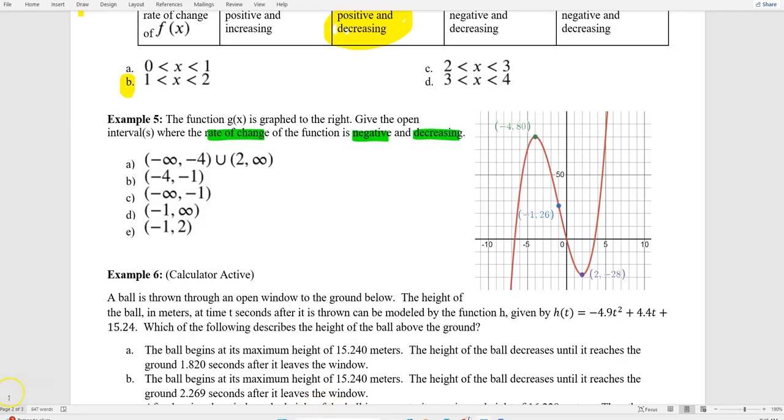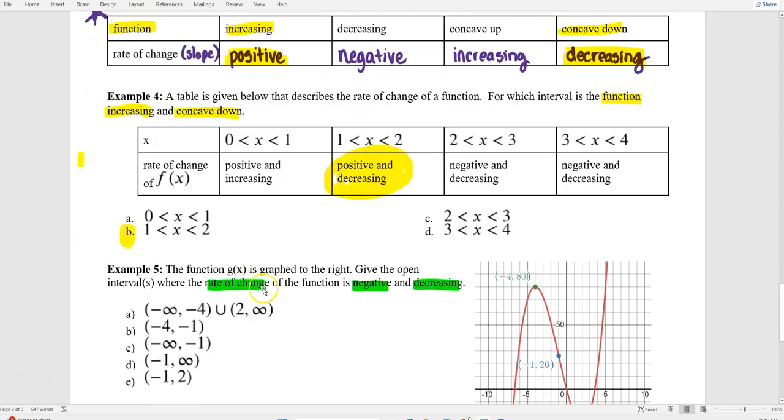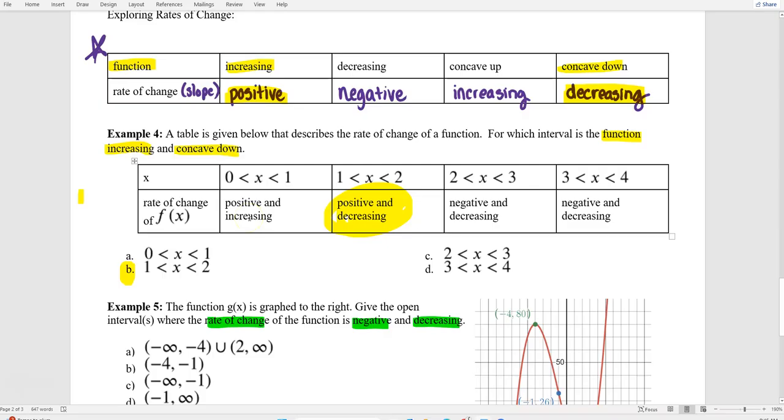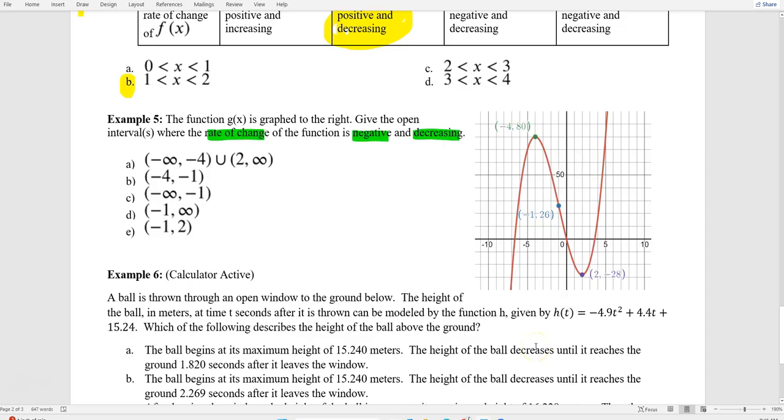Let's think about what that means for the function, okay? They're not asking us about where the function is negative and decreasing, but where the rate of change is negative and decreasing. So if my rate of change is negative and decreasing, that means the function itself is decreasing and concave down. So this graph is decreasing and concave down here and only there, right? Because we're concave up here.